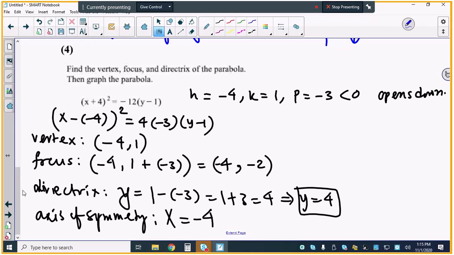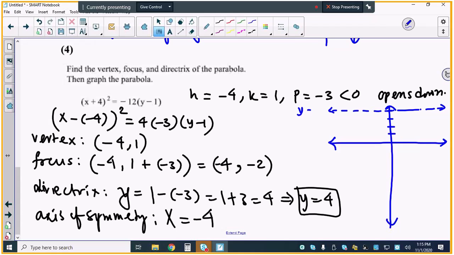So again, we're trying to understand the picture. I will first do the directrix at y equal to 4. So 1, 2, 3, 4. That's the directrix. The axis of symmetry is at x equal to negative 4. So 1, 2, 3, 4. X equal to negative 4. Vertex of the parabola is at negative 4, 1. So x equal to negative 4, y equal to 1, and the parabola opens downwards.